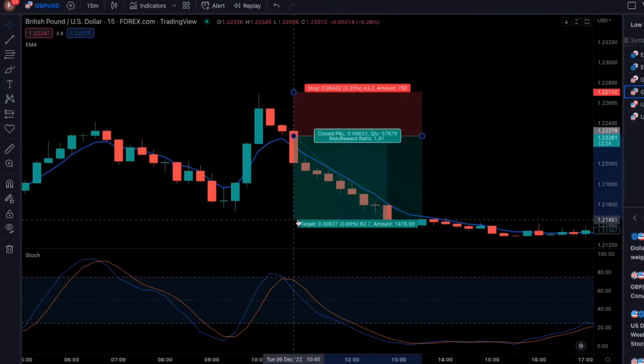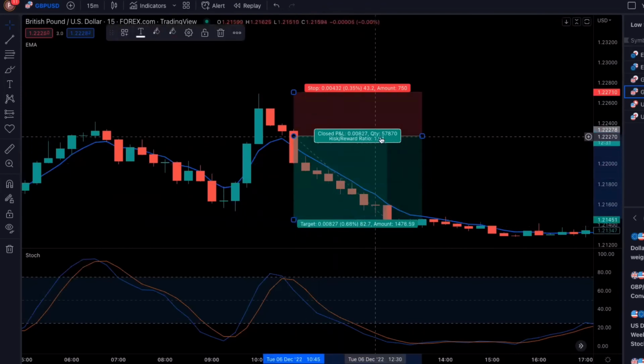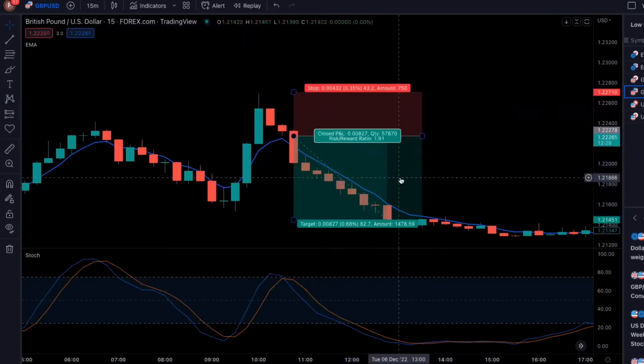And again, that's right there, almost a 2-to-1 risk to reward ratio, right? Almost a 200% return. It's 191% return. So you see how powerful this thing can be. The main key is to be patient, right?